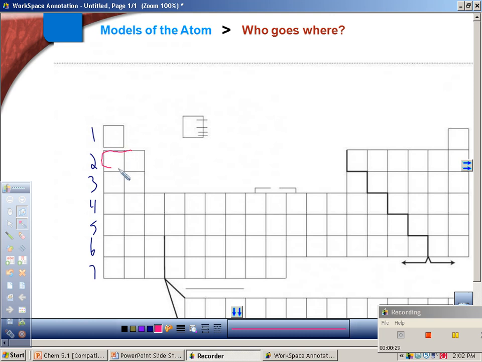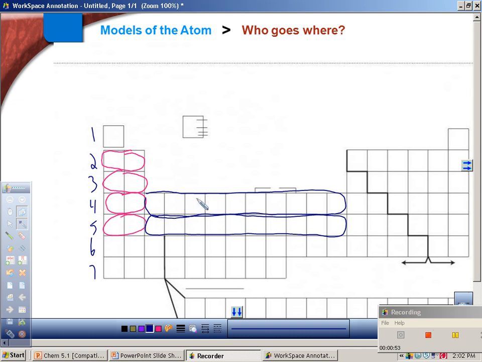So this is an s orbital. Those first two boxes are s orbitals. That's the 3s, the 4s, the 5s, all the way down. And then when we get into this middle section here, that's the d orbitals. So this is the 4th d level. And you see the d's start on the 4th level. And this would be the 5th d level.